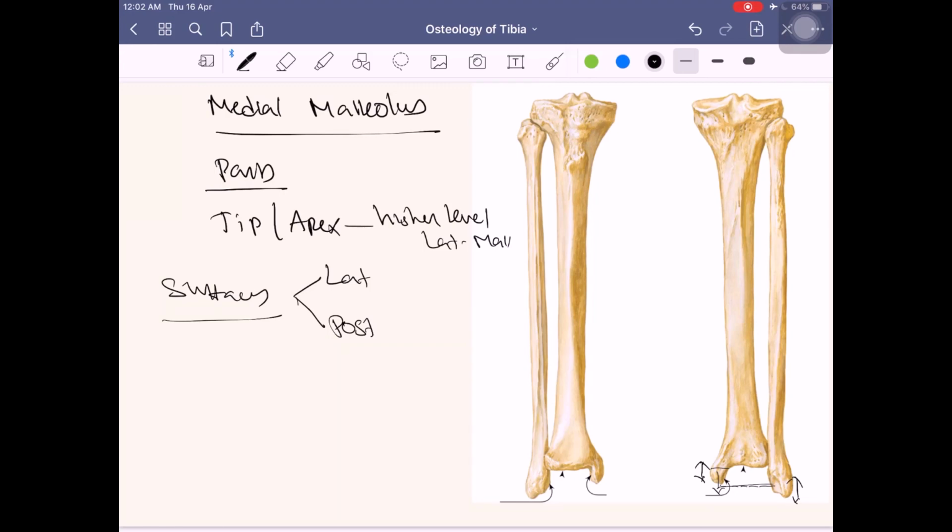The tip is lying at a higher level than the lateral malleolus, and the tip provides attachment to a very important ligament called the deltoid ligament. We will see this later. The deltoid ligament is attached to the tip of the medial malleolus. Now to see the lateral surface: this is your medial surface, which we already discussed. This is the lateral surface and this is the posterior surface.